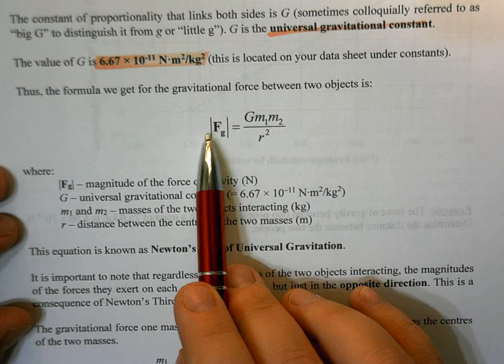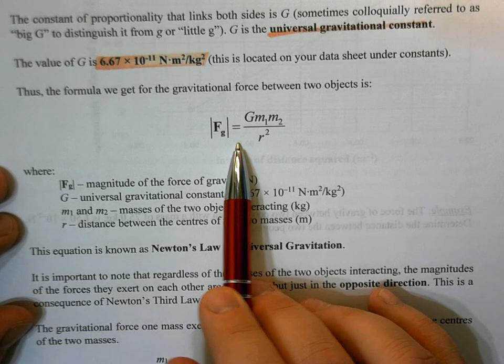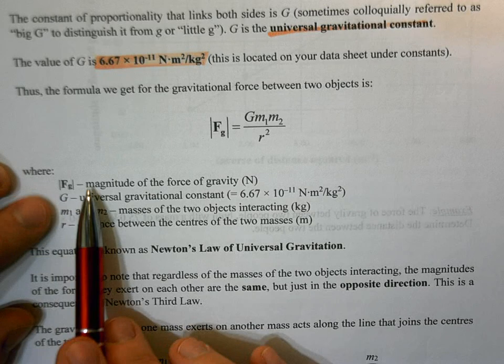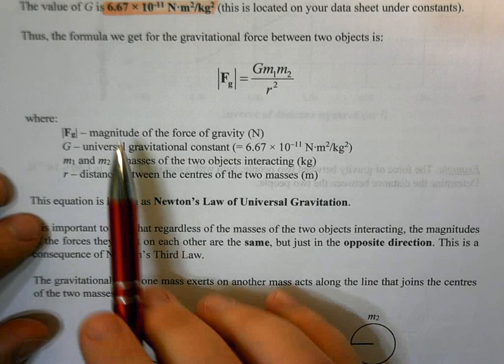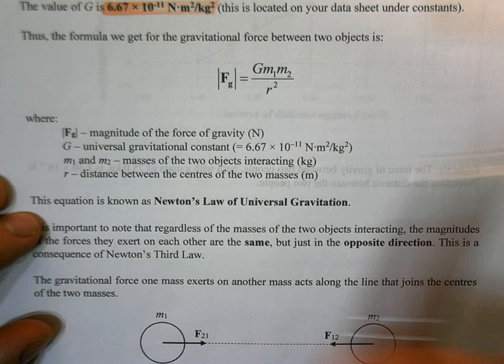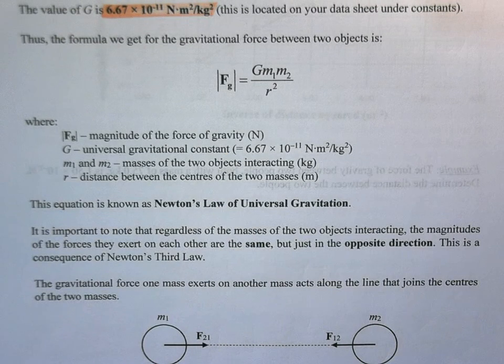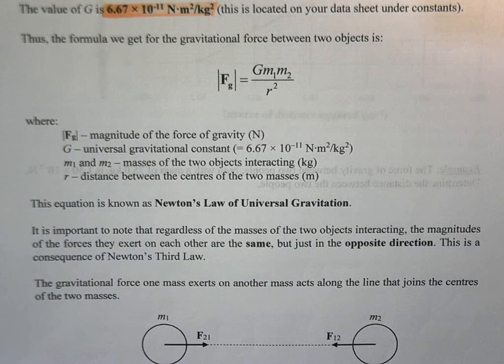You'll notice Fg has these vertical bars around it. That's telling us that for this, we're looking strictly at magnitude. So Fg is the magnitude of my force of gravity, in newtons. Big G is that universal gravitational constant, again 6.67 times 10 to the minus 11 Newton meters squared per kilogram squared. We have m1 and m2, the masses of the two objects that are interacting with one another, both in kilograms.